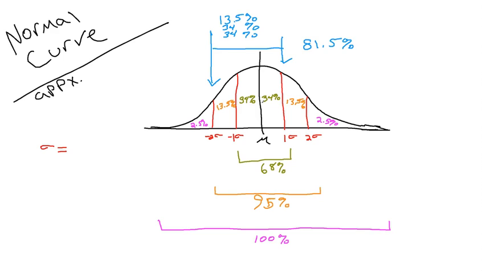So the most important thing that you can get out of this one is just remember 34, and it's equal on each side, 13.5 equal on this side, 2.5 equal on each side. What I find most easy is whenever you're asked a question about the normal curve, actually draw out the normal curve and plot what they're asking. I'm a visual learner. I'm sure many of you are as well.